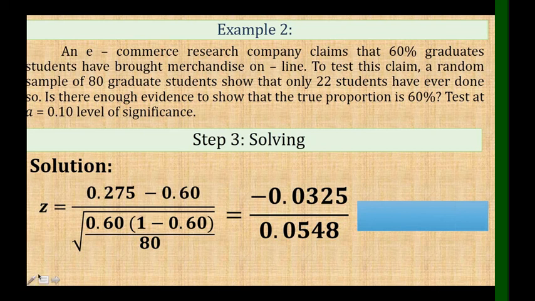I think this is 0.325. Okay, for this one, 0.60, quantity 1 minus 0.60 over 80. Then your answer will be square rooted, so you will get 0.0548. Divide the 2, and your answer will be negative 5.93. Okay, that will be your final answer for the Z single proportion.